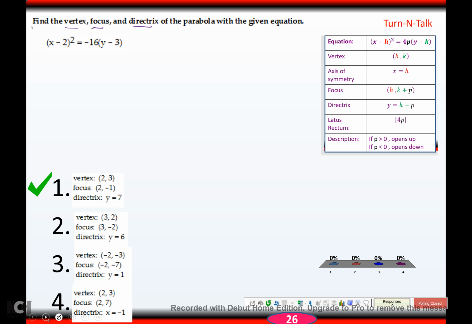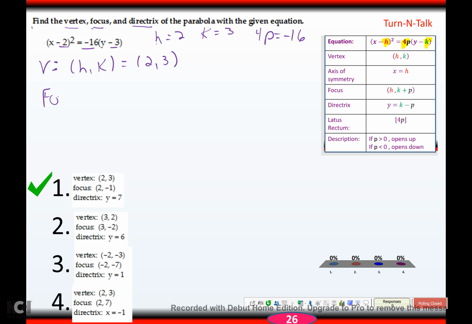Alright, here's my equation. And remember, I am looking for the h, the 4p, and the k for different reasons. For my vertex, I want h and k. Well, this says that h is 2, this says that k is 3, and this says that 4p is -16. So my vertex is (h, k), which will be (2, 3). My axis of symmetry, oh, they don't want that, they want the vertex, got it.